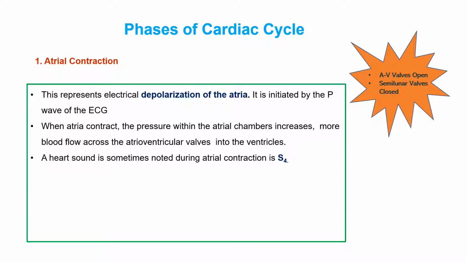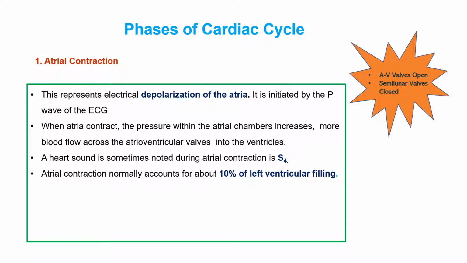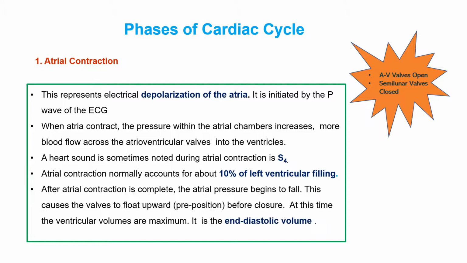The atrial contraction accounts for 10% of the ventricular filling. Passive ventricular filling occurs prior to atrial contraction, that is 90% of the ventricular filling occurs passively. When a person has high heart rate, there is less time for passive ventricular filling, so 40% of the ventricular filling occurs by atrial contraction. After atrial contraction, the atrial pressure begins to fall and the atrioventricular valves float upwards. At this time, the ventricular volume is maximum and it is known as end diastolic.